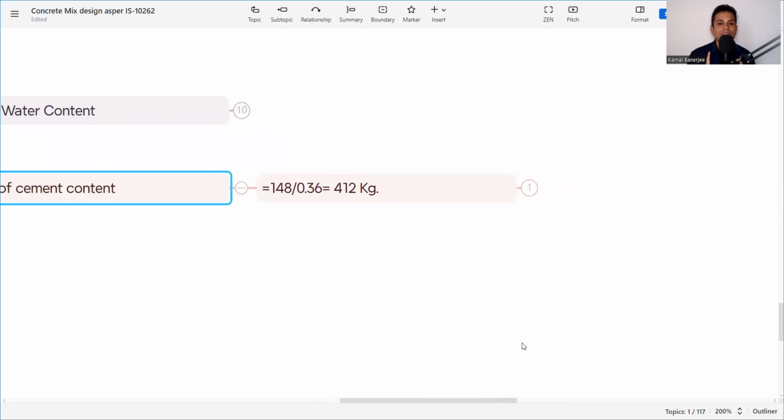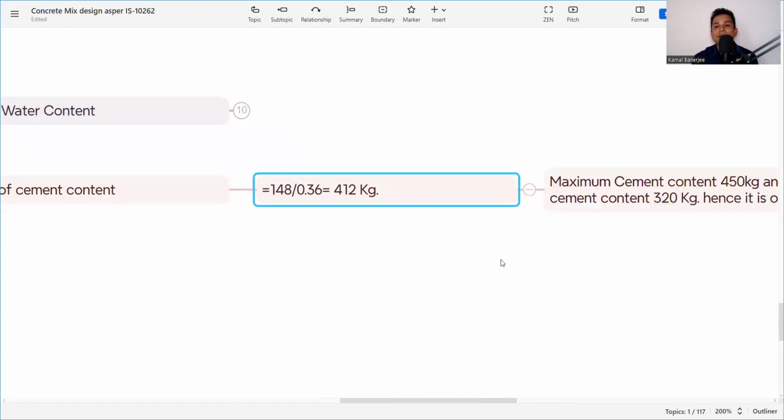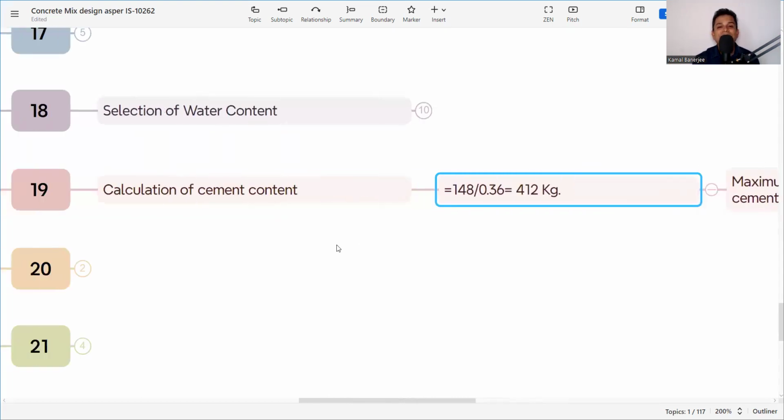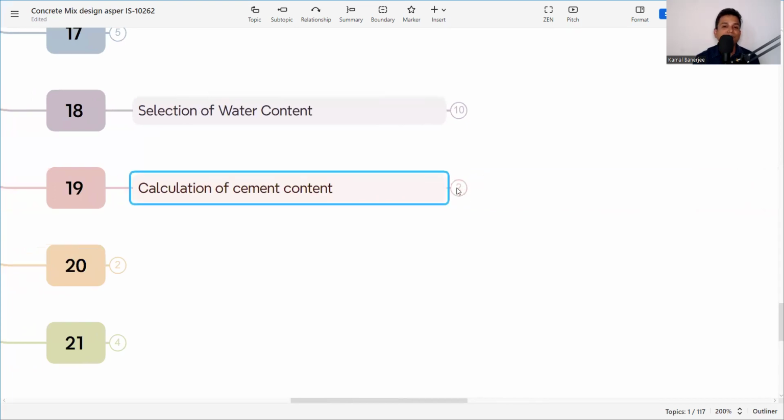Now we need to check whether this is valid as per the code or not. There are two criteria, the minimum and the maximum. What is the minimum cement content as per the requirement of the exposure condition? That was, remember, 350 or 320 kg. So it is 412, that is okay. And what is the maximum? Maximum is 450 kg, as I showed you before, as per IS 456. So it is in between the minimum and the maximum, so this can be accepted. So what is my water? Water is 148 kg and the cement is 412 kg.